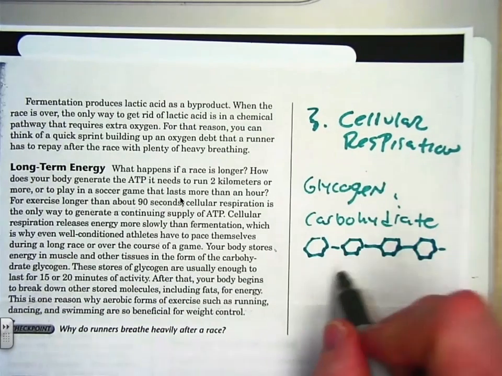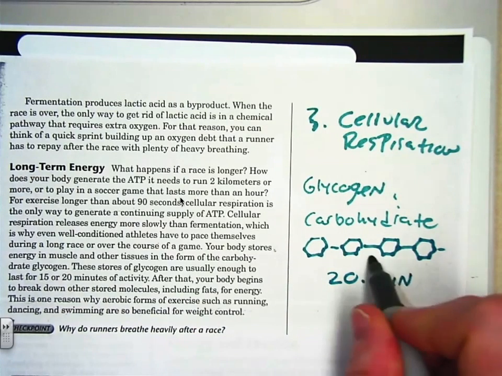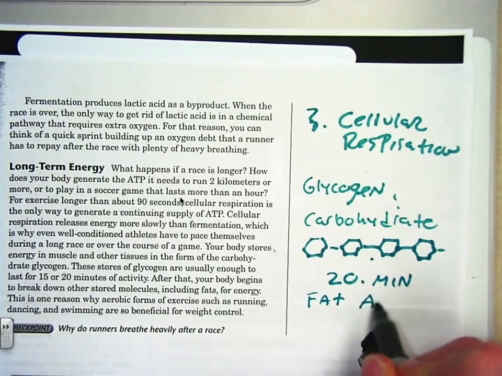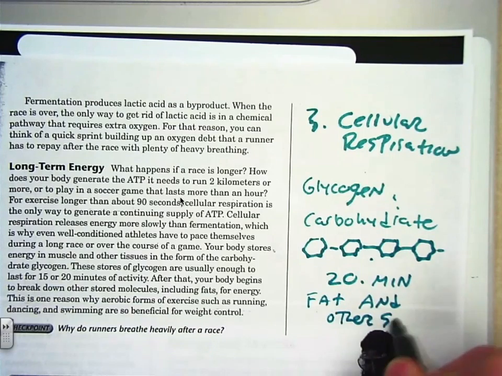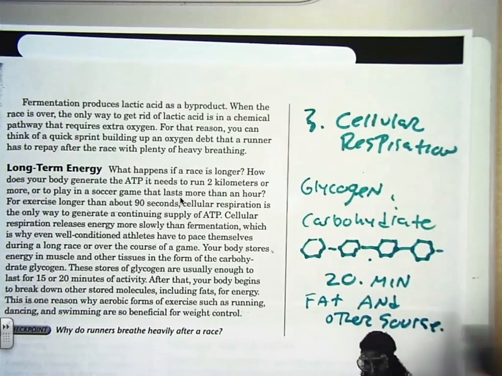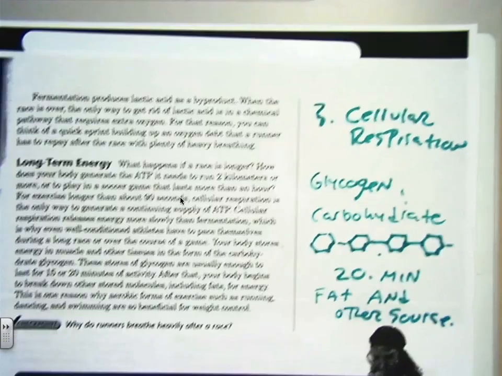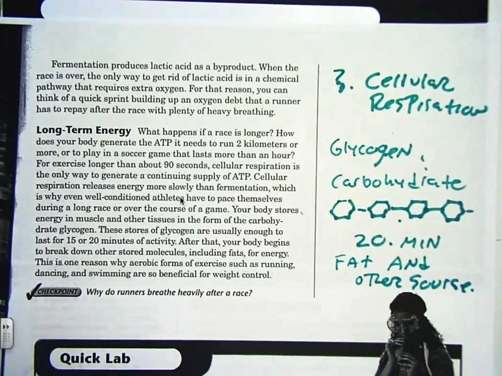And after 20 minutes, says the text, you run out of glycogen and you start using fat and other sources of energy. That's why they say you should exercise for at least 30 minutes in a cardio workout so that you can start burning fat. All right. Why do runners breathe heavily after a race? It's because they're paying back the oxygen debt that they've accumulated with lactic acid fermentation.